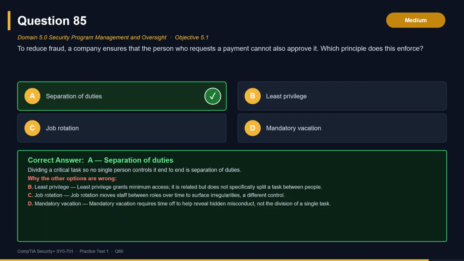Now, why the other options are wrong? Least privilege is incorrect. Least privilege grants minimum access. It is related but does not specifically split a task between people. Job rotation is incorrect. Job rotation moves staff between roles over time to surface irregularities, a different control. Mandatory vacation is incorrect. Mandatory vacation requires time off to help reveal hidden misconduct, not the division of a single task.